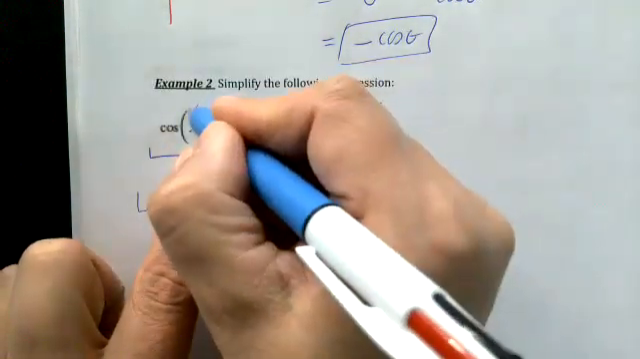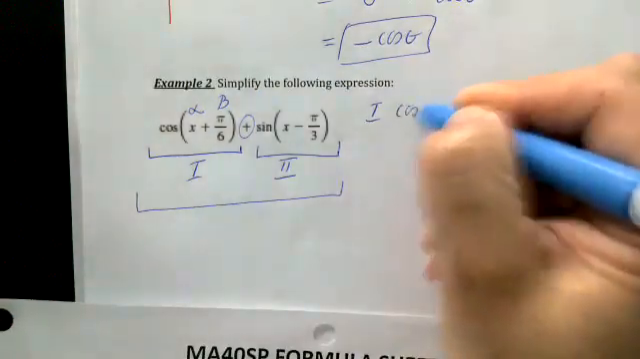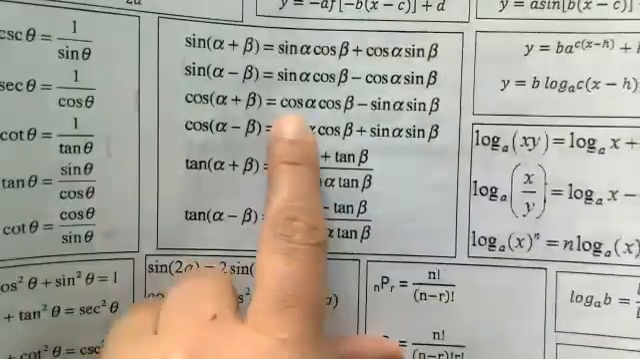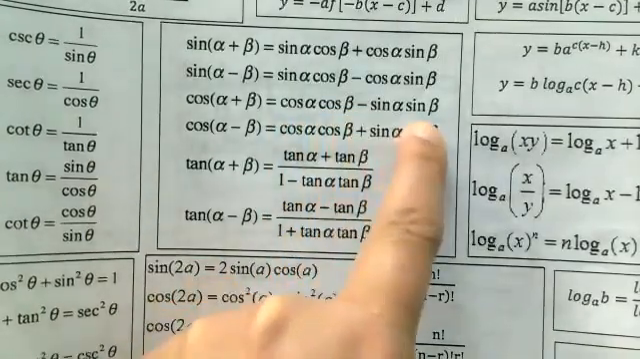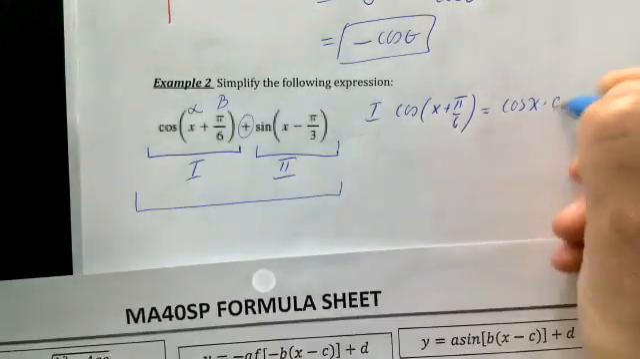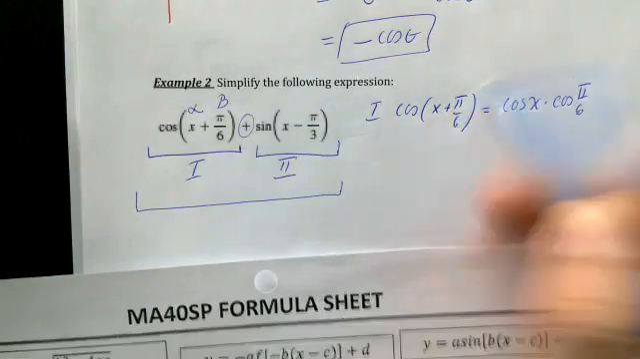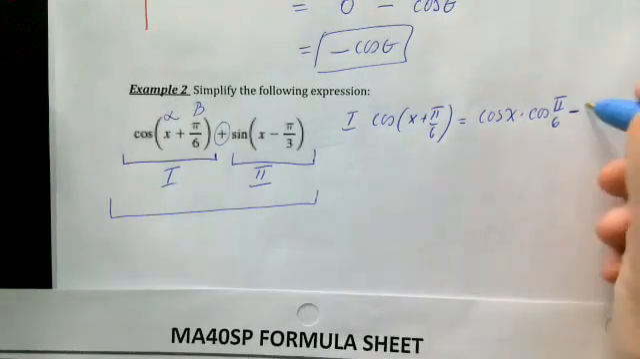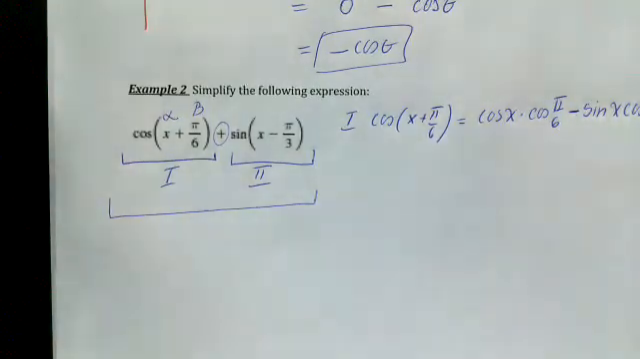Cosine of the first angle plus another angle means cos of the first times cos of the second minus sine of the first, sine of the second. So cos x times cos of pi over 6. Here you have plus, but with the cosine of sums and differences, it's always the opposite sign in the expansion. So you'll have minus here. And then you have sine of x, sine of pi over 6.